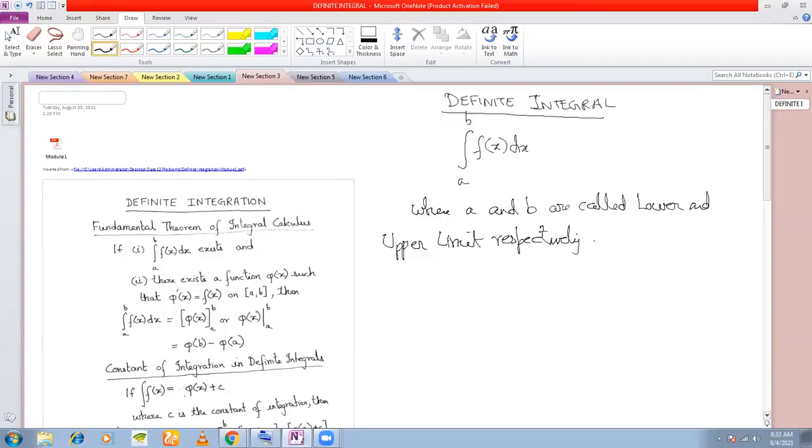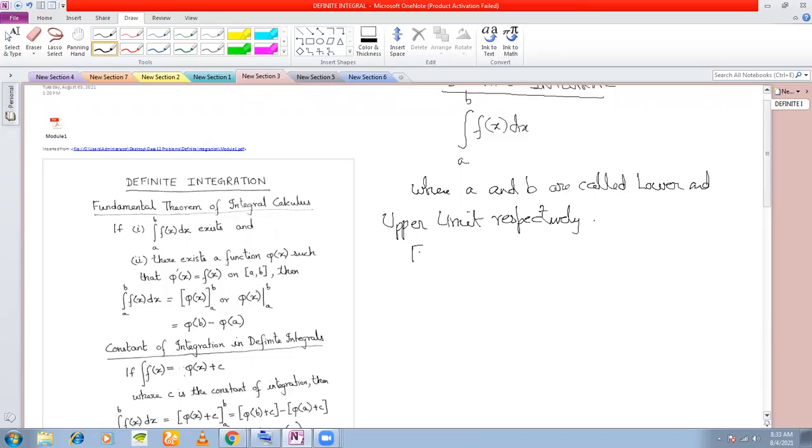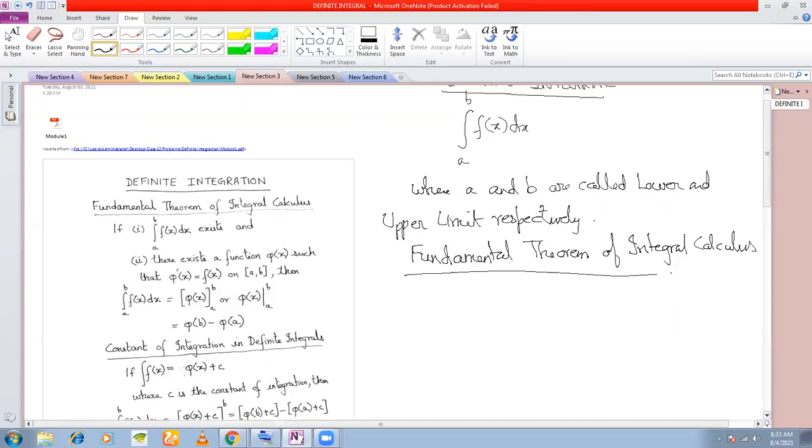Now, how do we evaluate a definite integral? We evaluate a definite integral with the help of the fundamental theorem of integral calculus. It's very important. Now, what is the fundamental theorem?